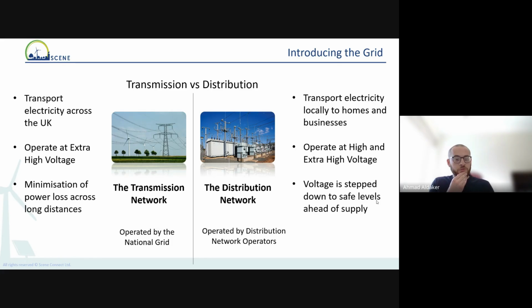Another big difference between these two networks is that the transmission network is operated by the National Grid, while the distribution network is split into 6 regional groups, or 6 regional zones to be exact, and each is operated by a different distribution network operator, or DNO. The local DNO for the Northeast and Yorkshire zone is, as you know, Northern Powergrid.